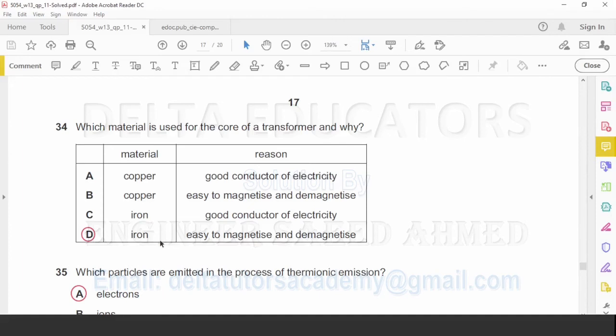Iron is a magnetic material. That's why we use iron as a core of a transformer. And why do we use iron? Because iron can be magnetized and demagnetized easily. It can work as an electromagnet. So here our correct option is option D.